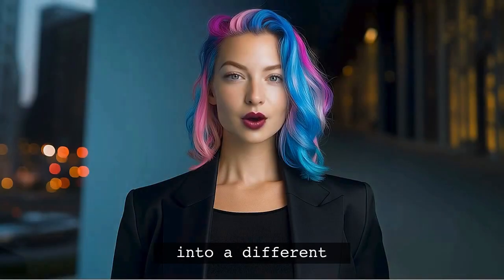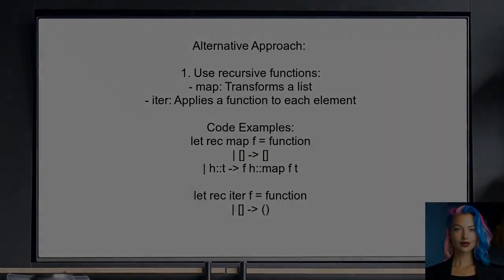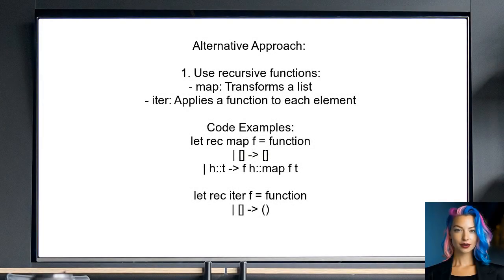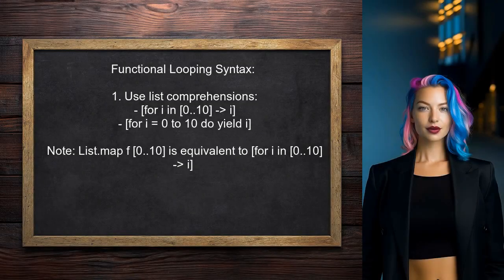Now let's dive into a different answer from another user. This user suggests using recursive functions like map and iter to replace the for loop. The map function transforms a list, while iter applies a function to each element without returning a new list. Additionally, the user shows how to use standard looping syntax in a functional way, using list comprehensions. This allows for a more concise and functional style of iteration.